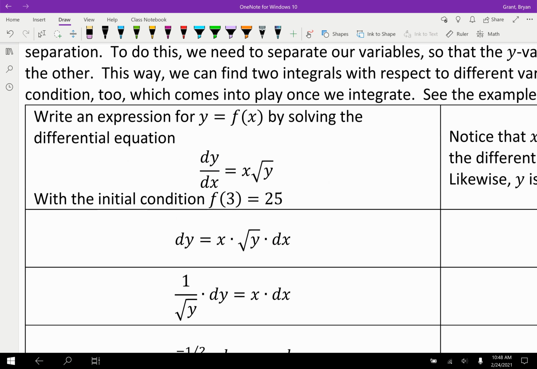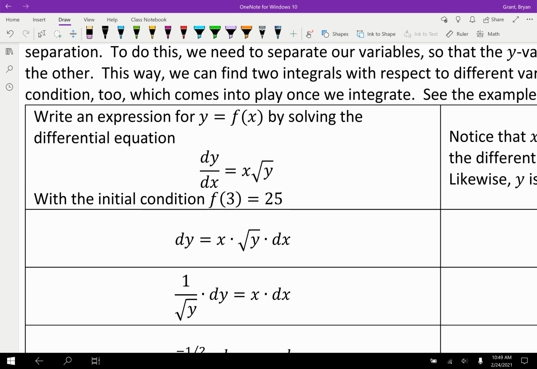Well, what we're going to do is essentially create two different expressions. One expression is only going to have the output variable, in this case y, and one expression is only going to have the input variable, in this case x. And what's going to happen is we're going to treat this as two separate problems from the beginning. We are going to find the antiderivative of all the stuff with y and the antiderivative of all the stuff with x.